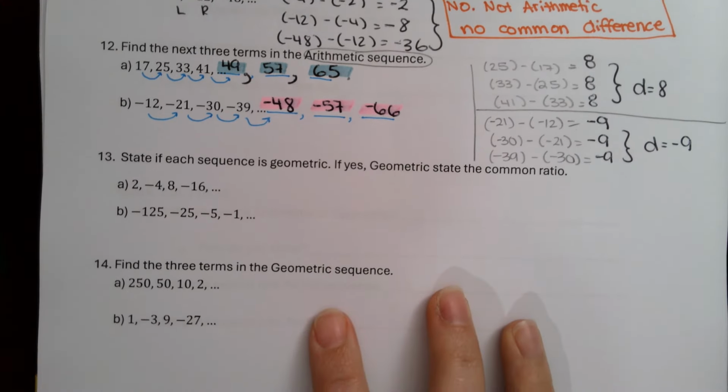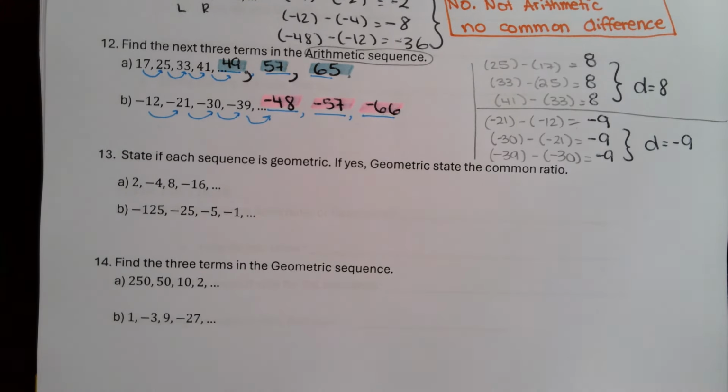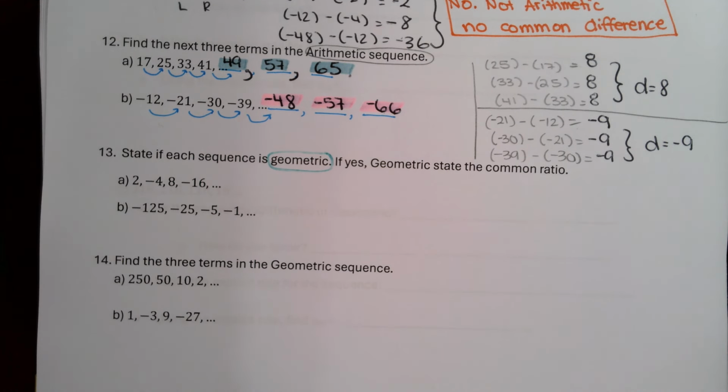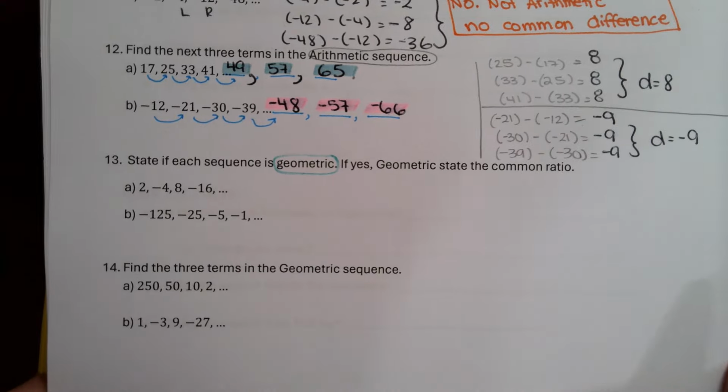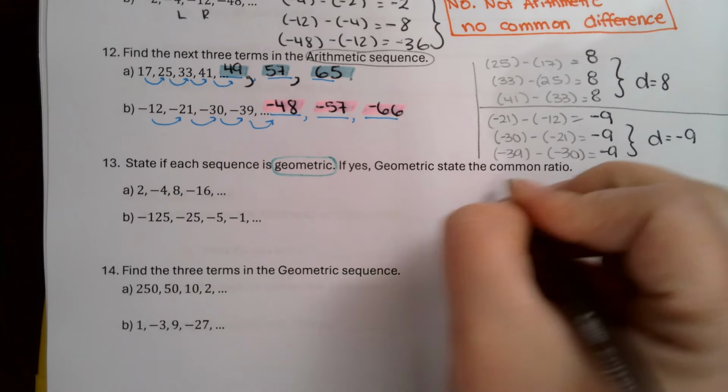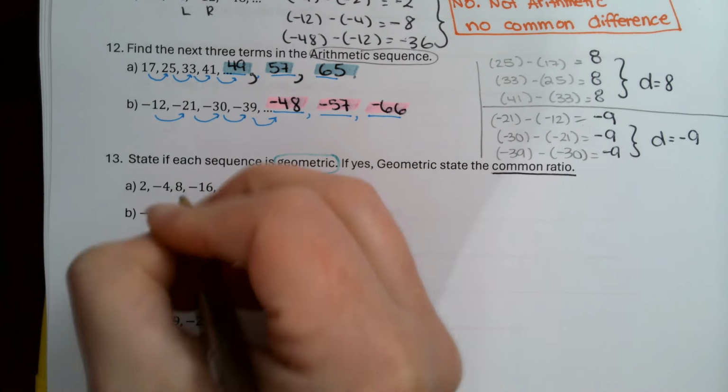Moving on to the next one, state if each sequence is geometric. So now they are not asking us to do common differences for arithmetic. They are going to ask us for a common ratio. Ratio is where you take your right divided by your left, and you're going to get your common ratio.